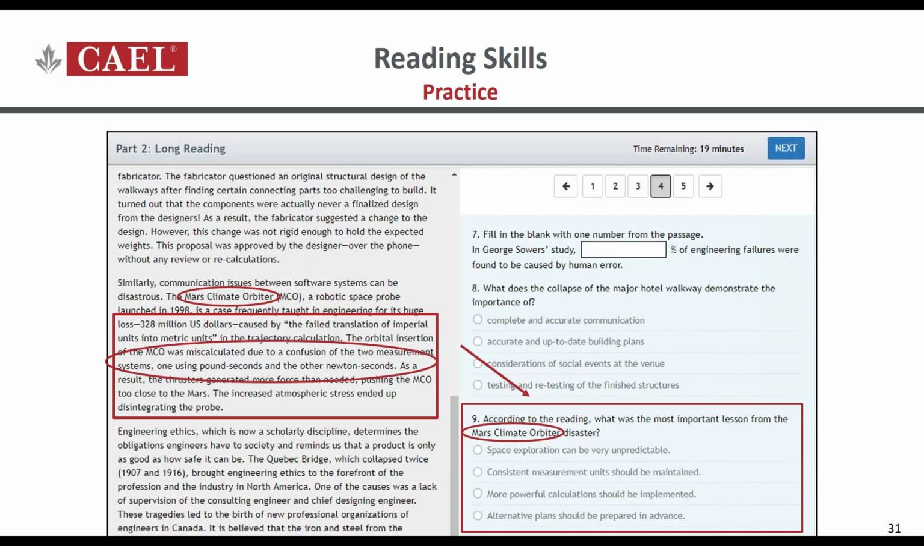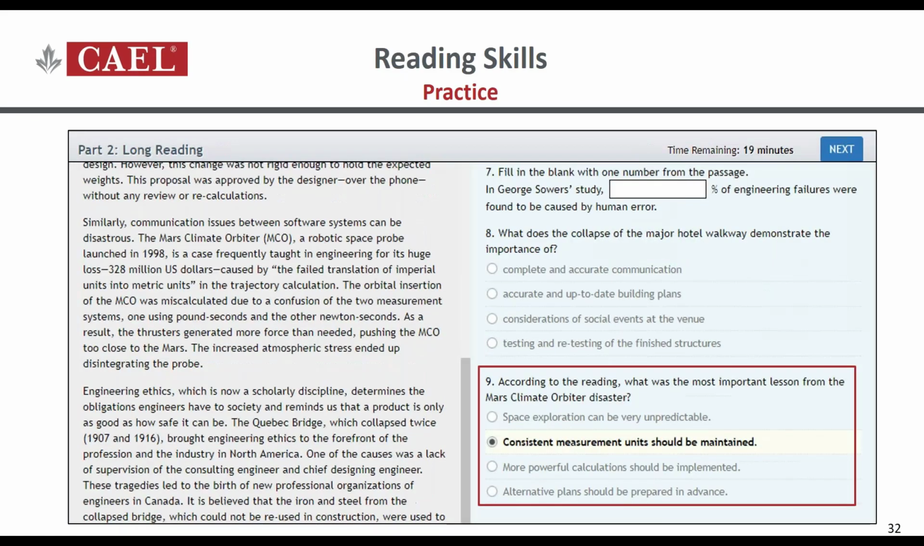So I'm also getting some people, well, Anna is guessing that the answer is B. Okay, so if you would like, what do you think is the answer? Do you agree with Anna that the answer is the second one, that the answer is B? Or do you think, so some people are saying 3. Okay, Evelyn says B. Okay, so some people are saying consistent measurement units should be maintained, and some people are saying more powerful calculations should be implemented. And I can tell you that the correct answer is B, consistent measurement units should be maintained.